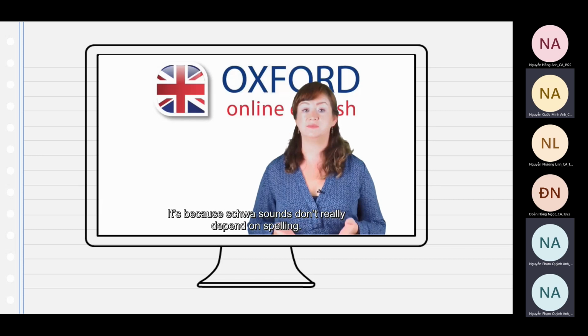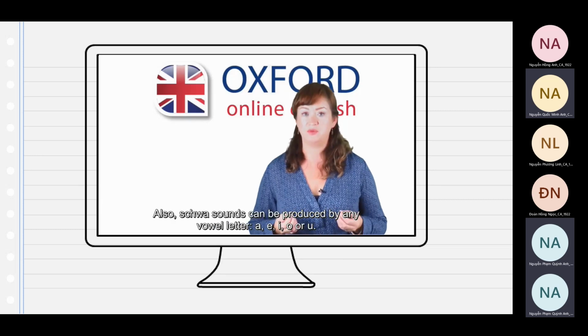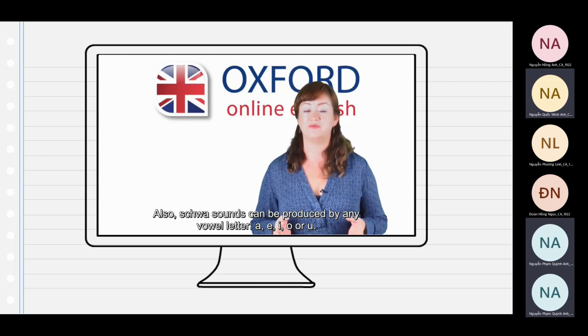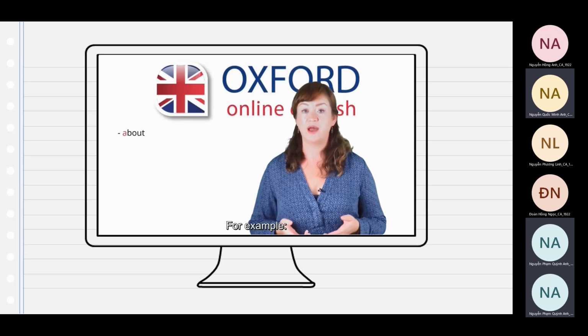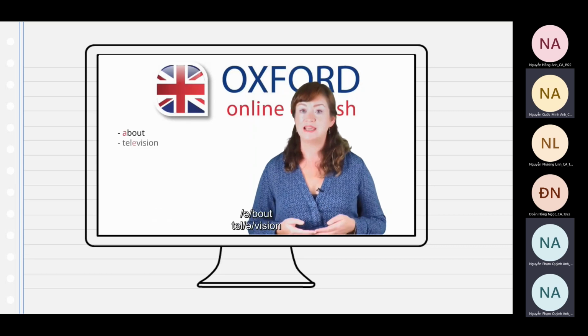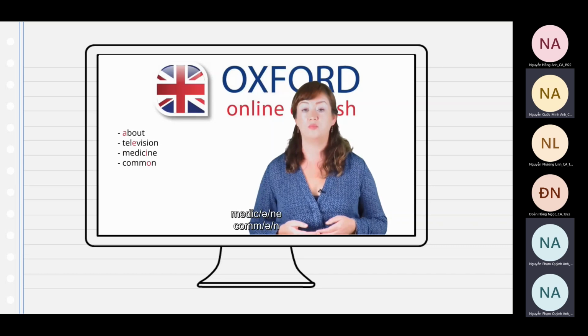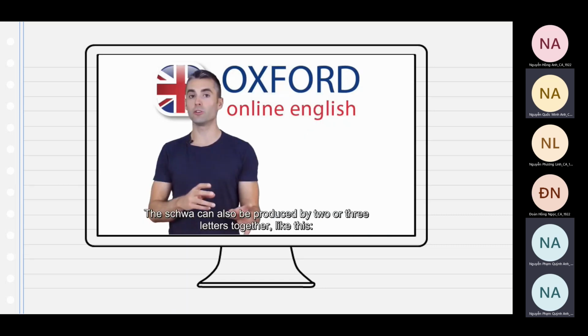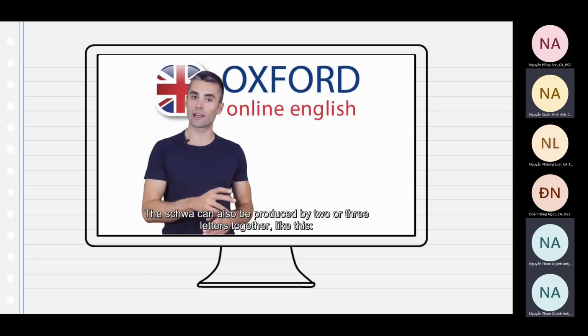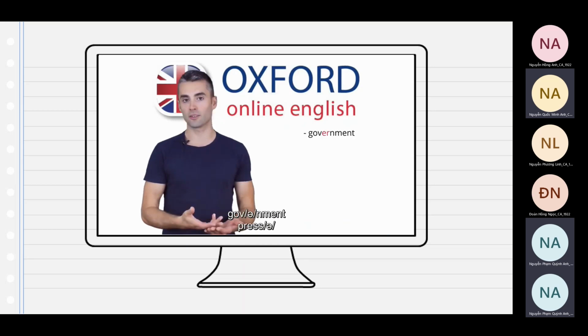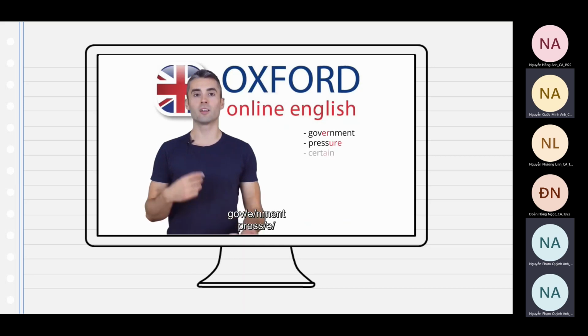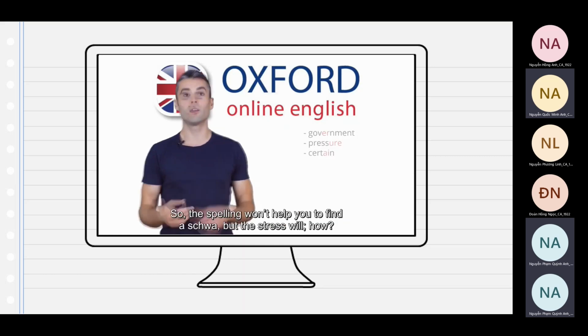Also, schwa sounds can be produced by any vowel letter, A, E, I, O, or U. For example, about, television, medicine, common, minimum. The schwa can also be produced by 2 or 3 letters together, like this: government, pressure, certain. So, the spelling won't help you to find a schwa, but the stress will.